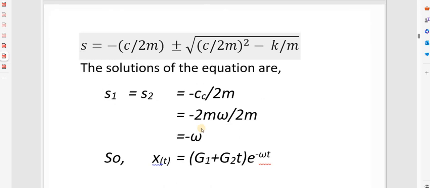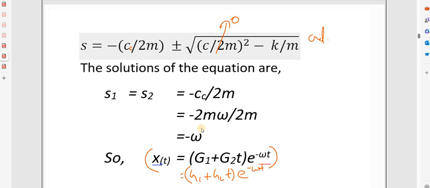Now this is the equation. Here the solution will be such that this term is completely 0, because it is a critically damped condition. So s is equal to minus c by 2m, or instead of c I substitute Cc, so minus Cc by 2m. Cc is 2m omega, divided by 2m. So I will be getting s equal to minus omega. So our general equation will be x equals (C1 plus C2 t) into e raised to minus omega t.